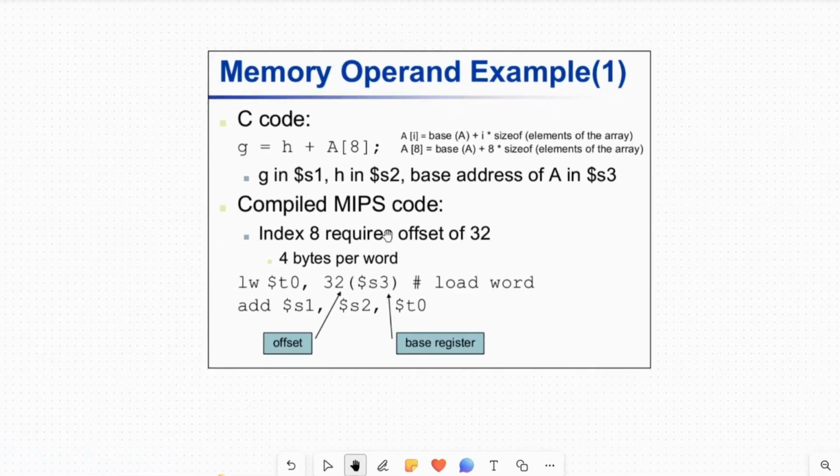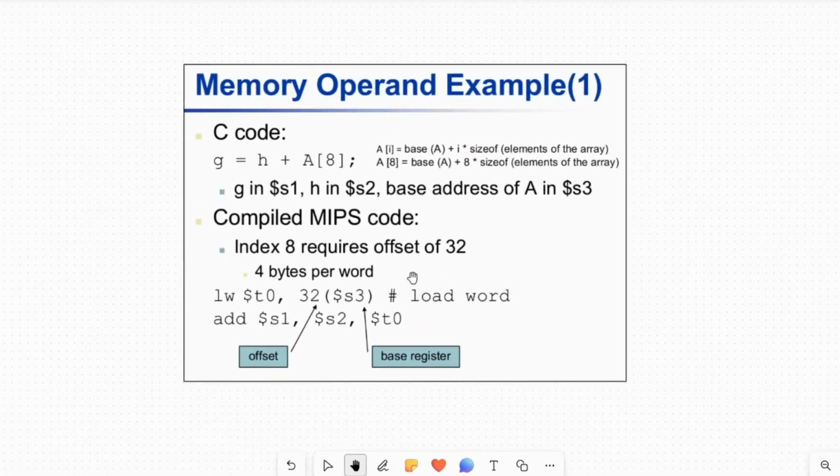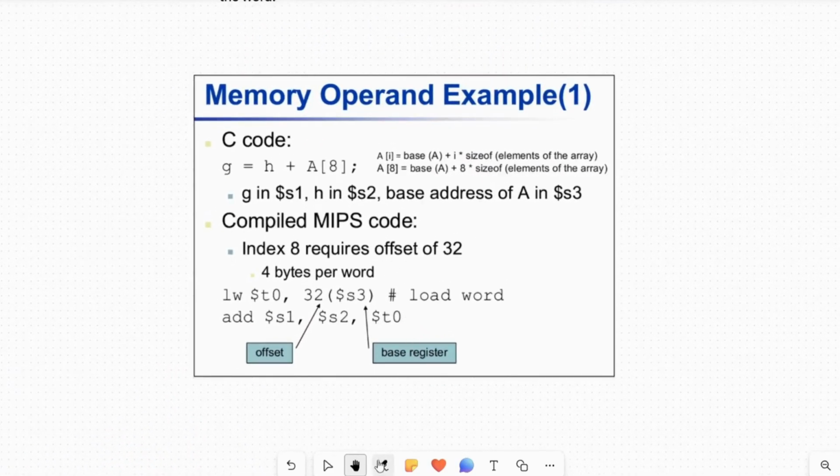So there is another C programming example. You can see here there is a variable g which is the destination. This is h, and we have to take the summation of h plus A at index 8. So g in s1, h in s2, base address of A in s3. So these are the variables we take from registers.